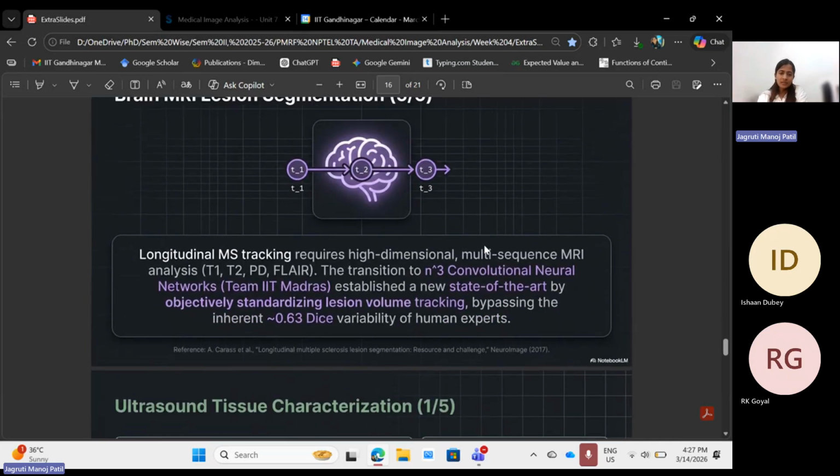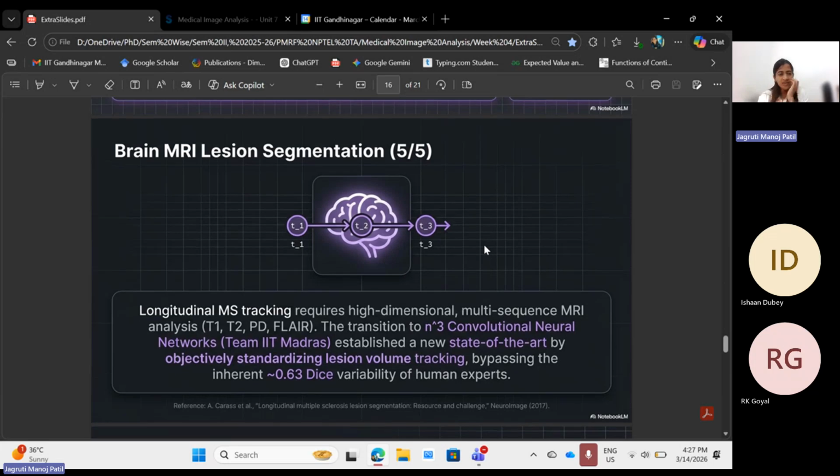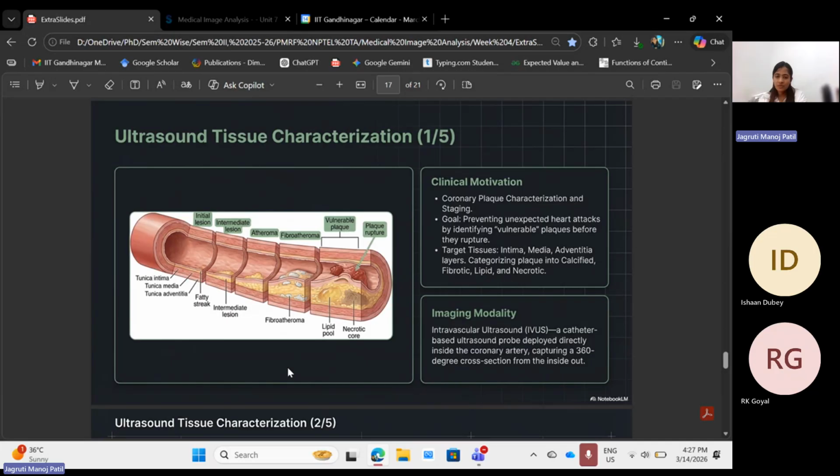And then later, they're trying to say that the IIT Madras team developed an N3 like NQ based CNN, and that was state of the art because it had this variability of human experts. So if you're interested, you can always go and look at it.